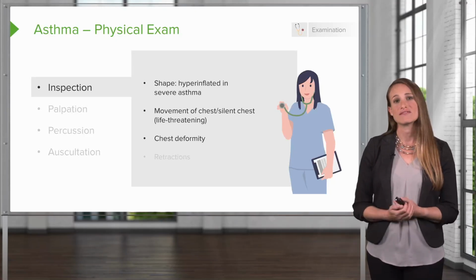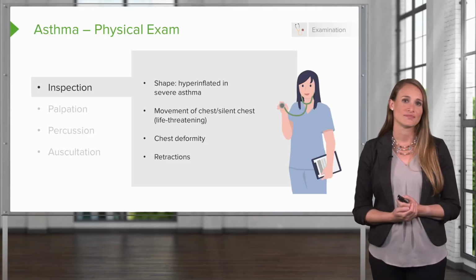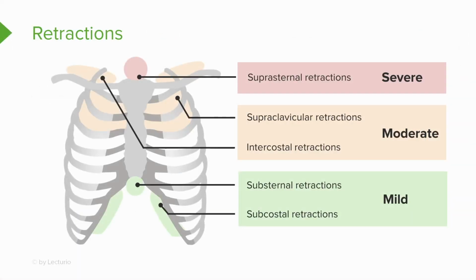Next, you look for any obvious chest deformities, and you look for retractions. Here's an example of the retractions. They're based on mild, moderate, and severe. So at the bottom, you see mild substernal and subcostal retractions, and you actually need to look at the patient's chest to look for these. You look under the gown and under the clothes.